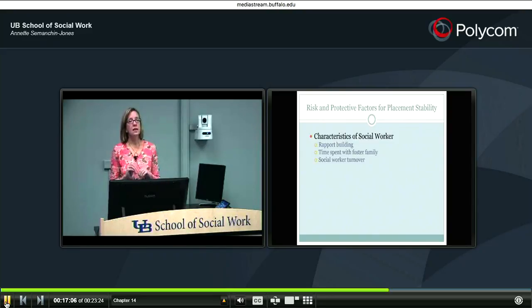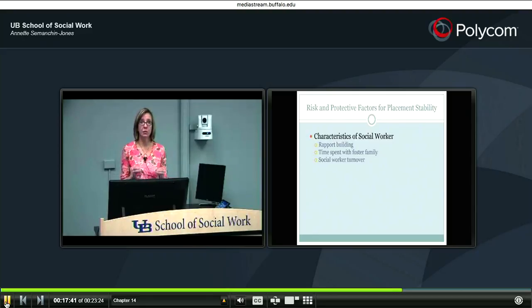There's research also that looks at the caseworker characteristics. If caseworkers have done a really good job spending a lot of time with the foster family, both the youth and the foster parent, and have been able to build rapport with them, those cases are much more likely to have placement stability. There's also an increased risk of disruption for agencies that have high caseworker turnover.